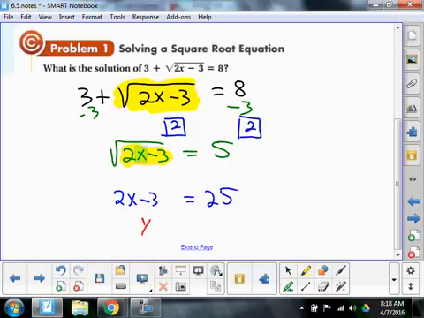x equals 14. Muy bien. We could check it. 2 times 14 is 28. 28 minus 3 is 25. Square root of 25 is 5. 3 plus 5 is 8. It checks out. It's good in the hood.